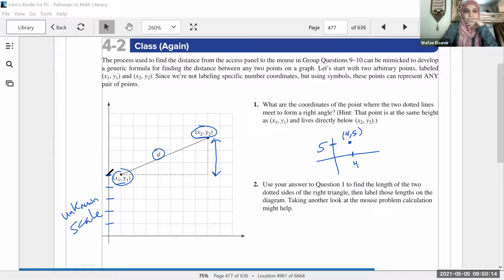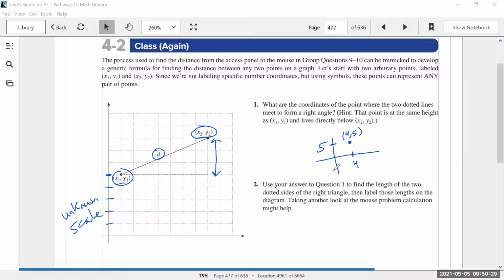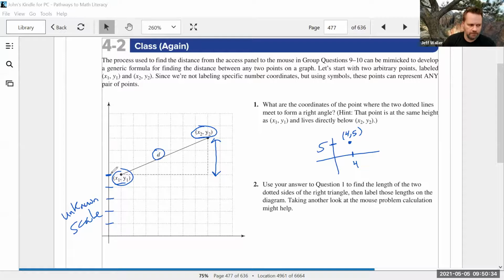X. No. Oh, what happened? Why did we say 5 here? Because what axis is this? Is this the x-axis or the y-axis? That's the Y-axis. So why do we say 5? Because that's the y piece. Okay. So what point is there? Y0, maybe. I don't know. Is it 0,5?